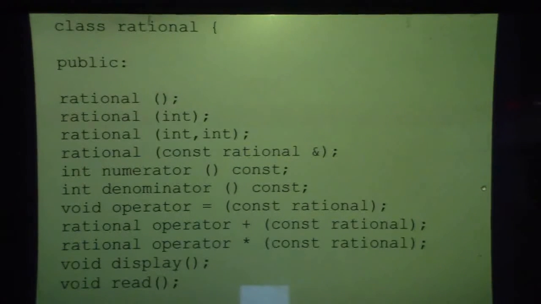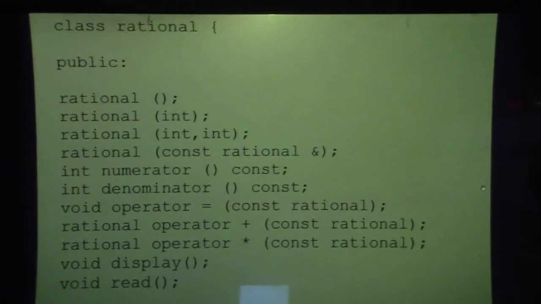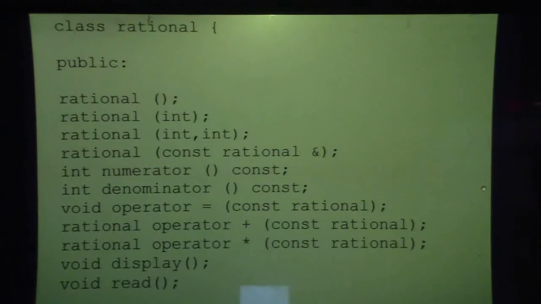Now, the next three lines of code have to do with not member methods, but member operators. You might say, how do you know they're members? They're members because they're inside the declaration of the class. So these are constructors that are members of the rational class. These are the numerator and denominator methods that are members of the rational class. And here are the equal operator, the plus operator, and the star operator, which are also members of this rational class.